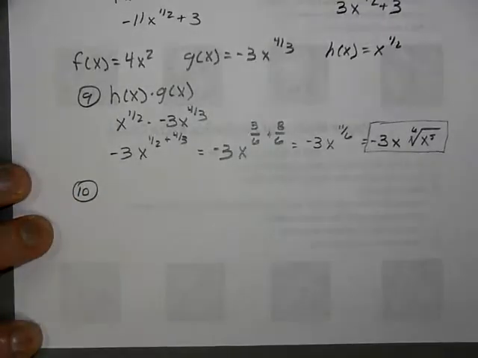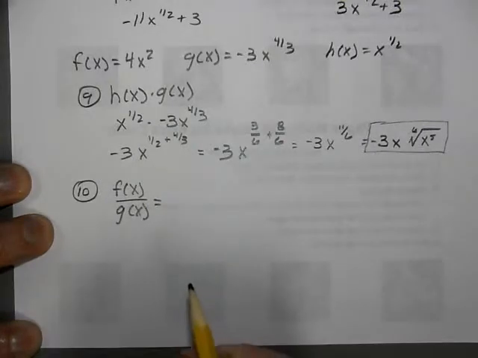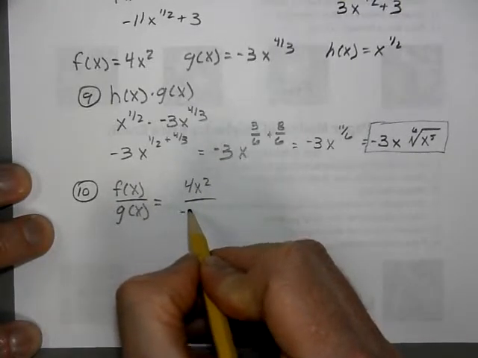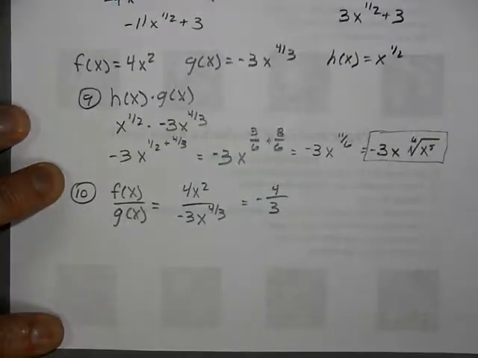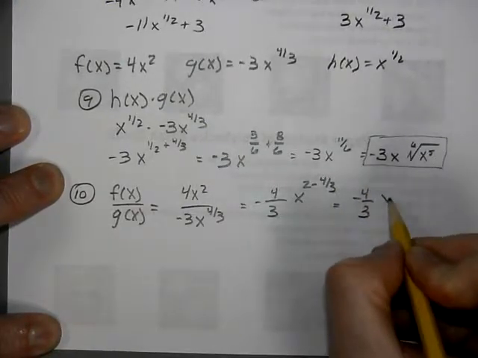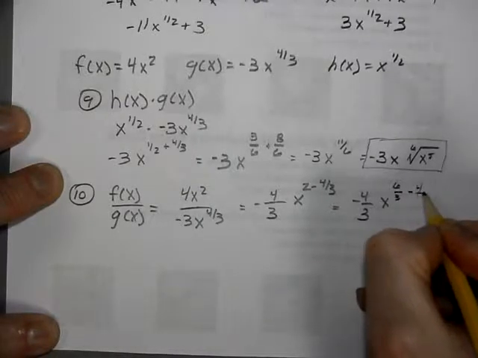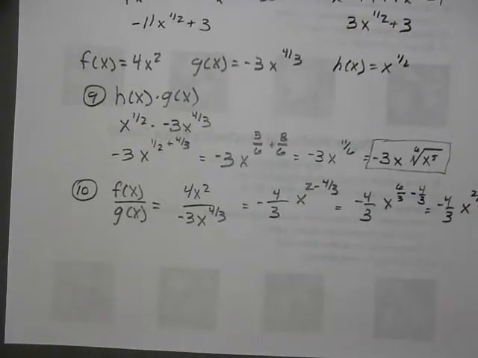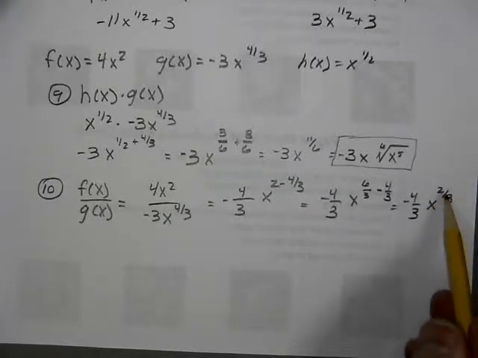Number 10. F of x over g of x. The f function is 4x squared. G function is negative 3x to the 4/3. So that's going to leave me with negative 4/3. But my x is, you're going to take 2 minus 4/3. That's a value of 2. And because the 6 minus 4 gives you a 2, that's not reducible. We can leave that.